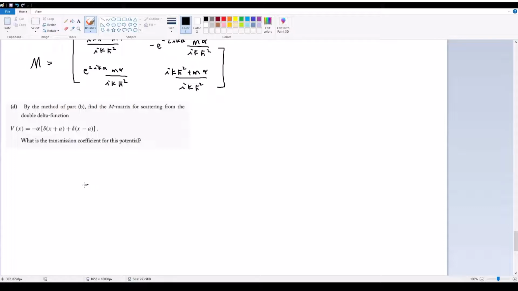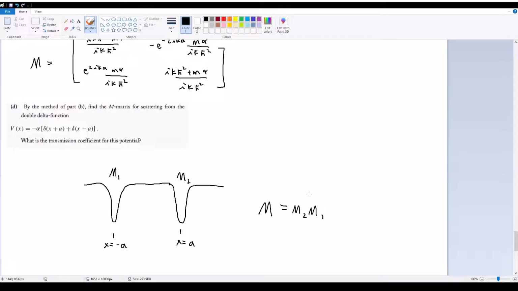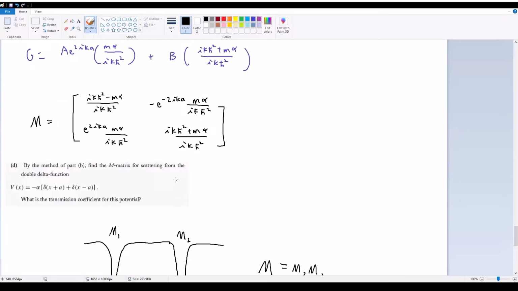So if we recognize that this is our first delta well, and this is our second delta well, and everywhere in between is 0, and this is M1, and this is M2, and this is at x equals positive a, and this is at x equals negative a. Then from Part B, we know that the total M matrix, which is the combined transfer matrix for this entire system, is going to be the product of M2 times M1. So we already know what M2 is from up here. This is M2. So I'm just going to take this and copy it over.